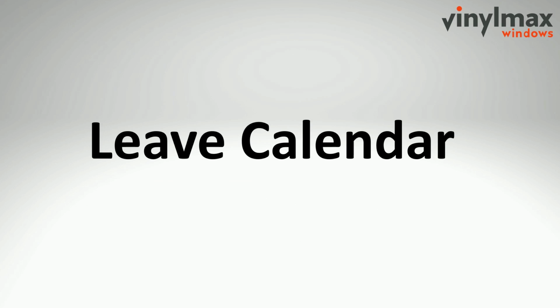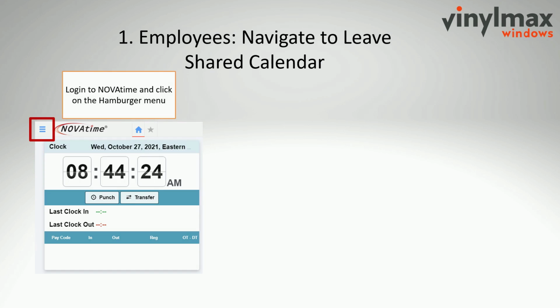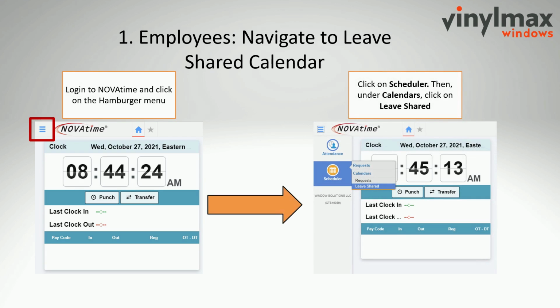The Leave Calendar. The Leave Calendar is where you will be able to see what PTO or absence schedule time off you have. You'll also be able to see the PTO time and absence schedule time that your teammates have. To access this calendar, click on the hamburger menu in NovaTime on the top left. Then, click on Scheduler, and in the drop-down box under Calendars, click on Leave Shared.